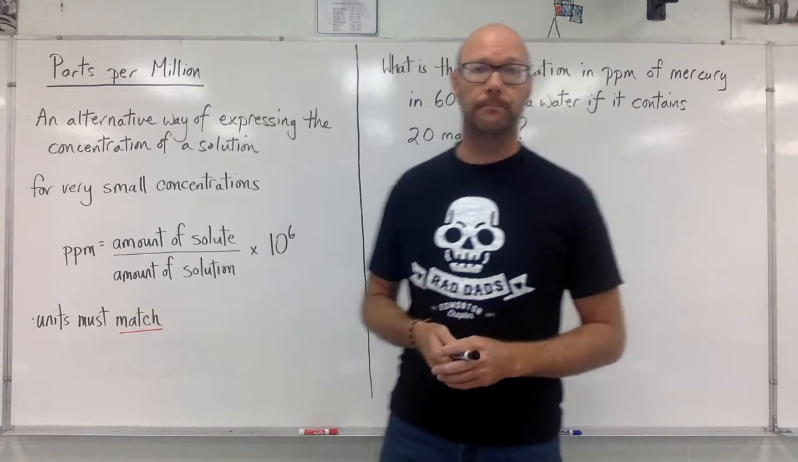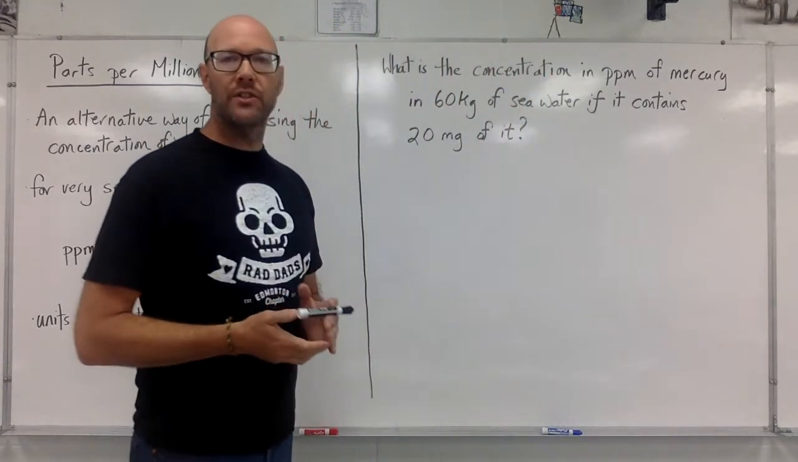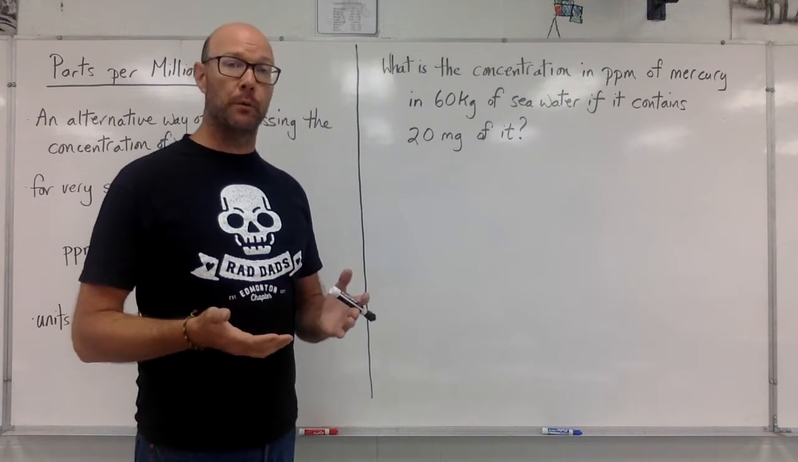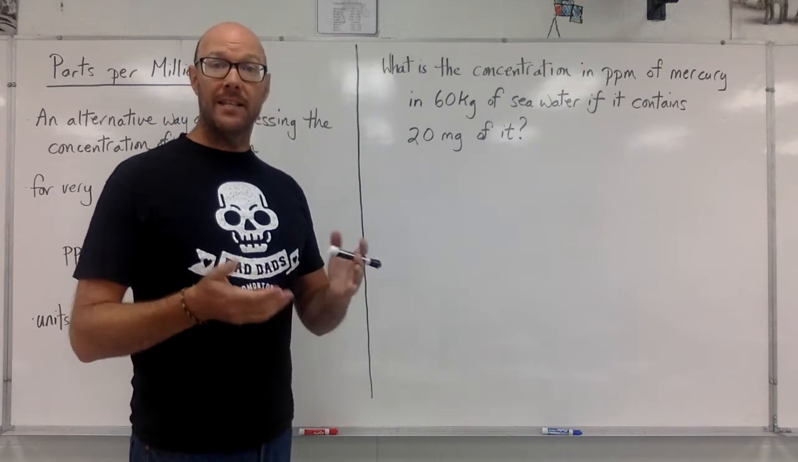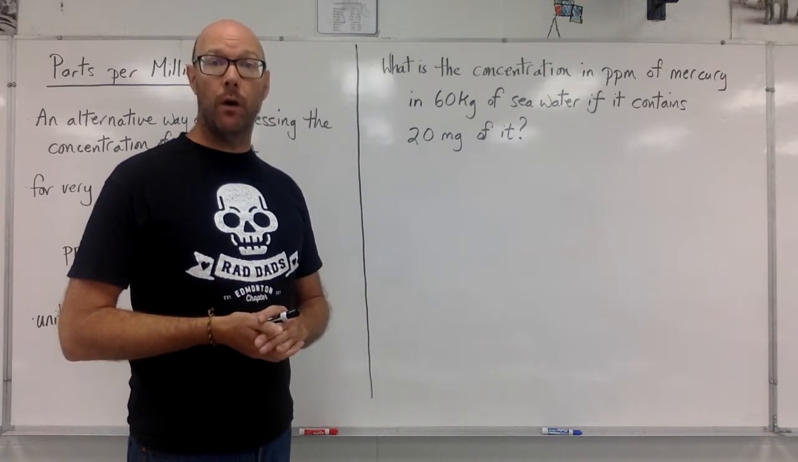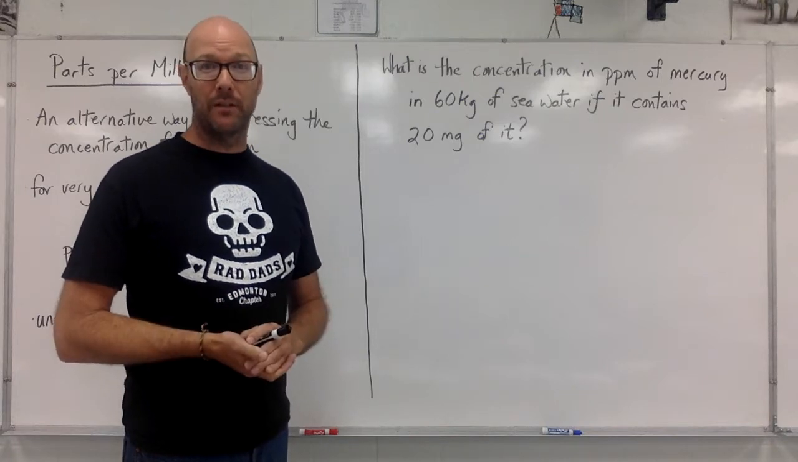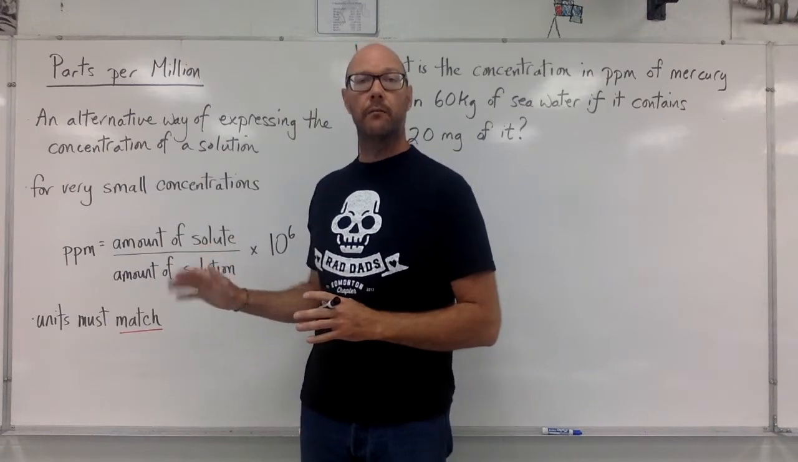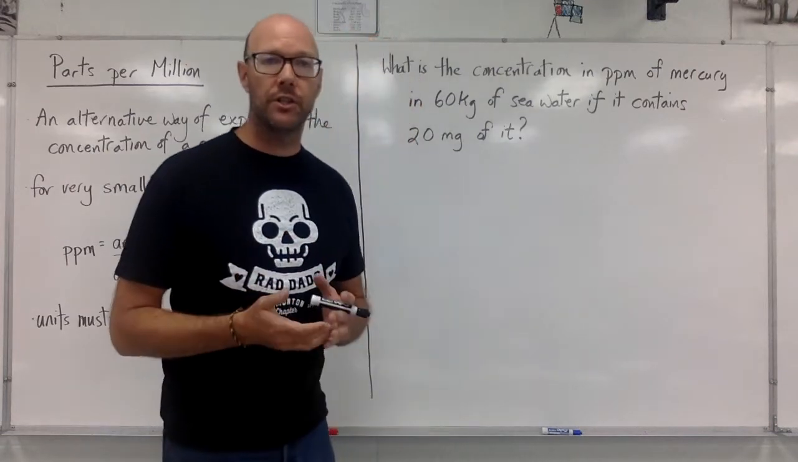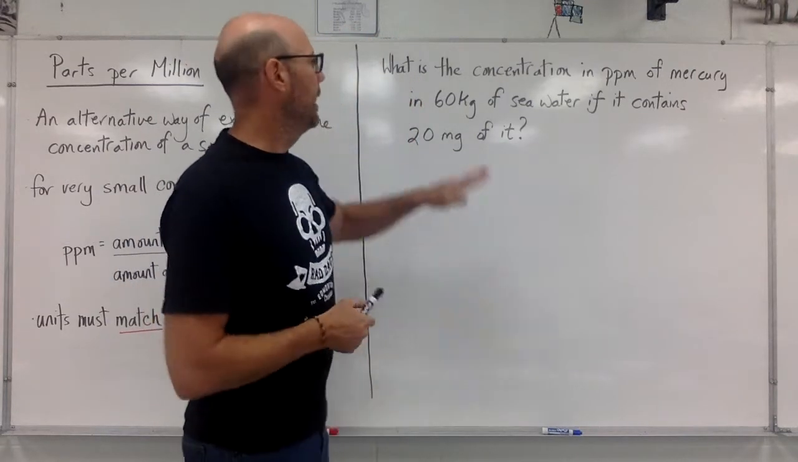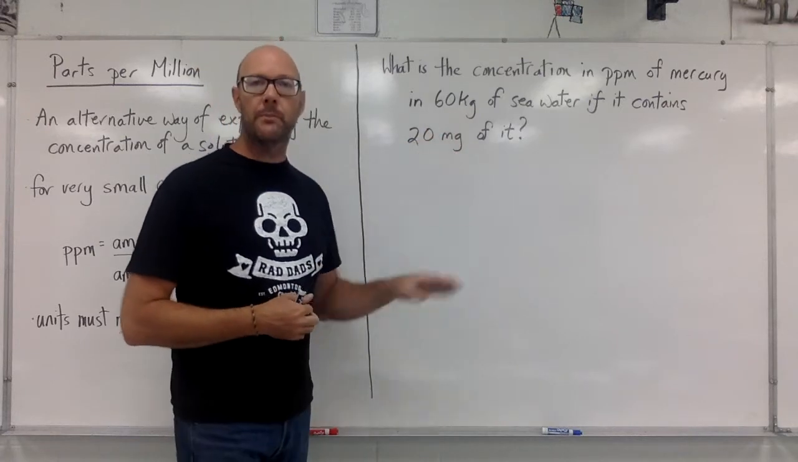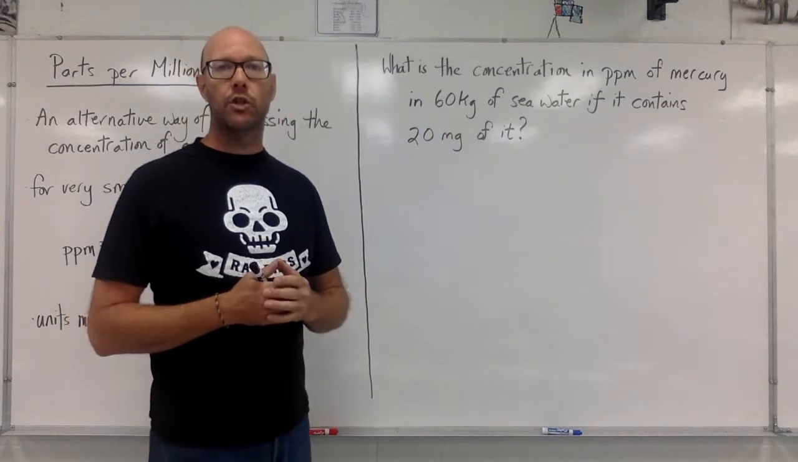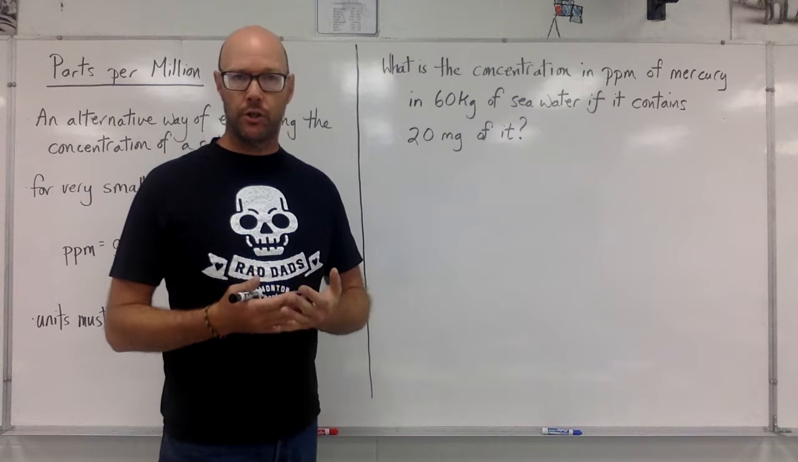Here's an example. What is the concentration in parts per million of mercury if 60 kilograms of seawater has 20 milligrams of it? Here the challenge isn't so much the formula itself, but we do have to be conscious of our units. Kilograms and milligrams clearly don't match. So we have different options to choose from.